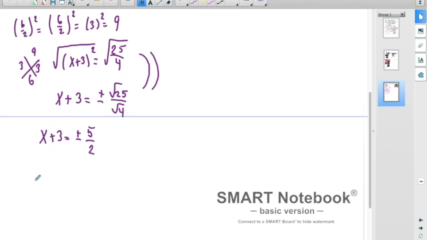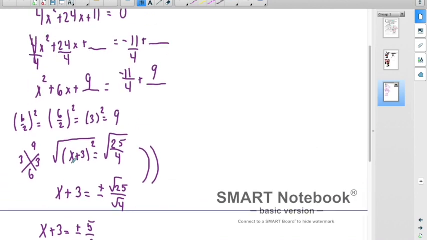So my final answer, x is equal to negative 3 plus or minus 5 over 2. Alright, that's my final answer.